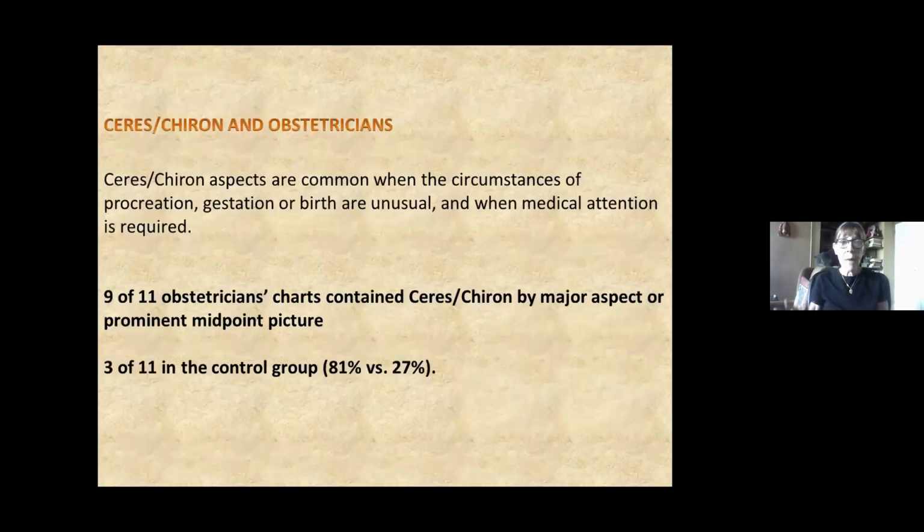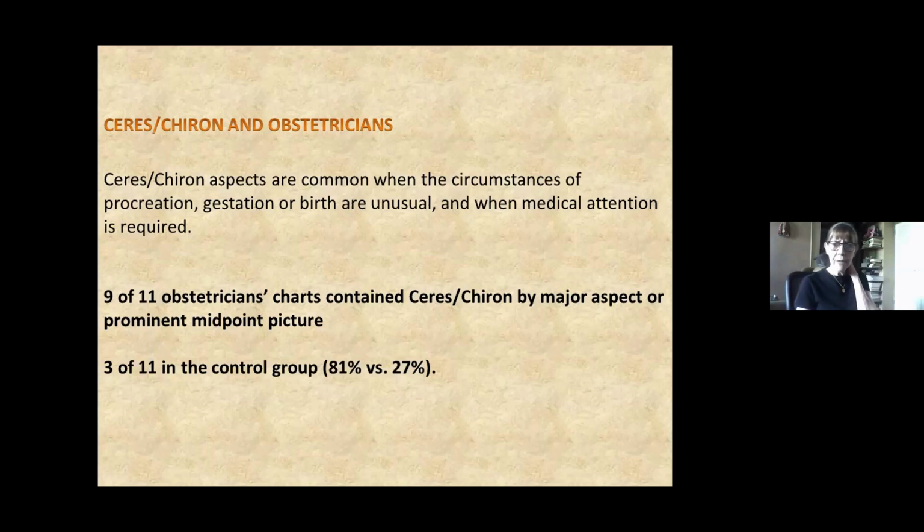So let's go back to our delineations. One of the ways that Ceres Chiron shows up is in the charts of obstetricians. I did a small sample of 11 obstetricians. 9 of them had Ceres Chiron by major aspect or prominent midpoint picture, and 3 out of the 11 had it in the control group. So we're talking 81% versus 27%.